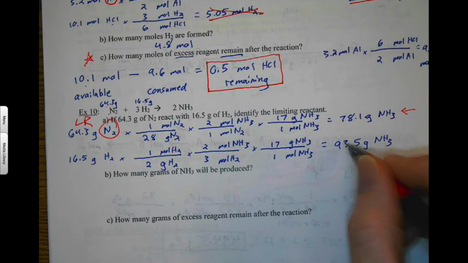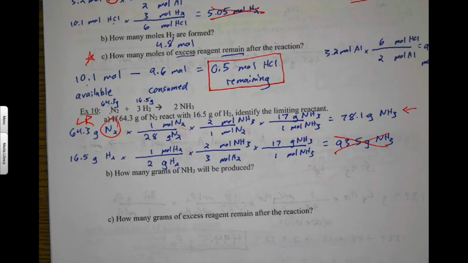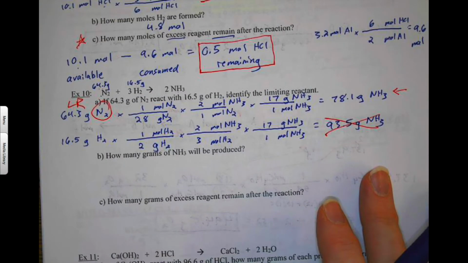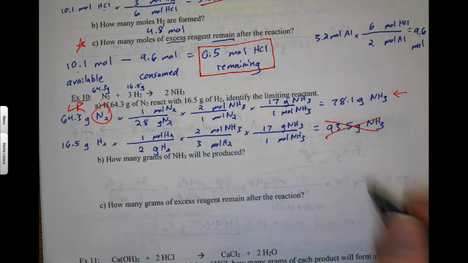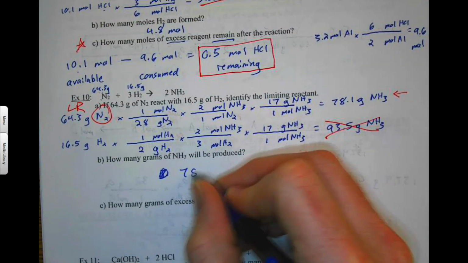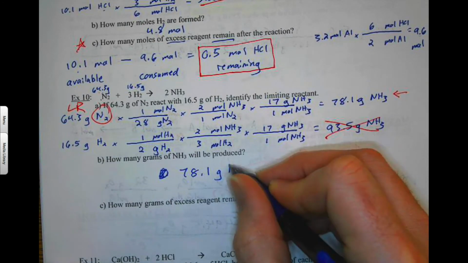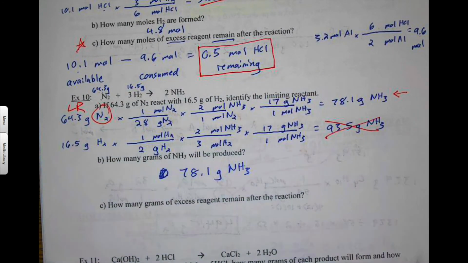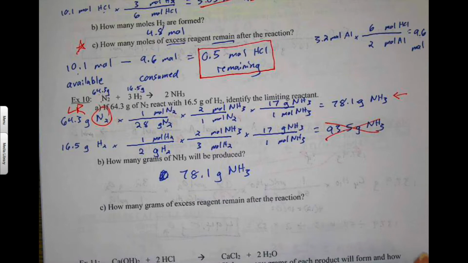So this guy is our excess. We're going to cross it out. It's legible, but we know not to use it later. Okay, so how many grams of NH3 will be produced? That's going to be 78.1 grams of NH3, not NH4. Okay. How many grams of excess reagent remain after the reaction?